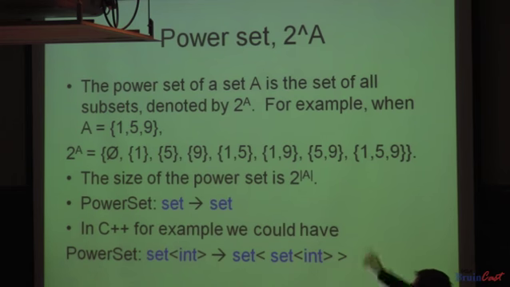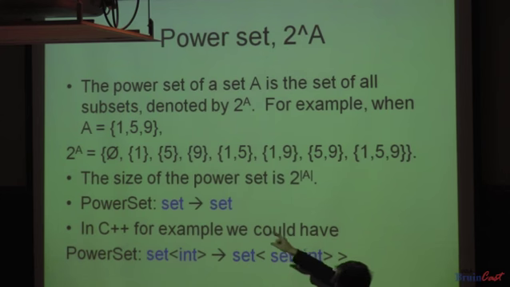The reason why it's usually denoted by 2 to the power of the set A is because the size of the power set is 2 to the size of A. So the size of 2 to the A is 8 because the size of A is 3.